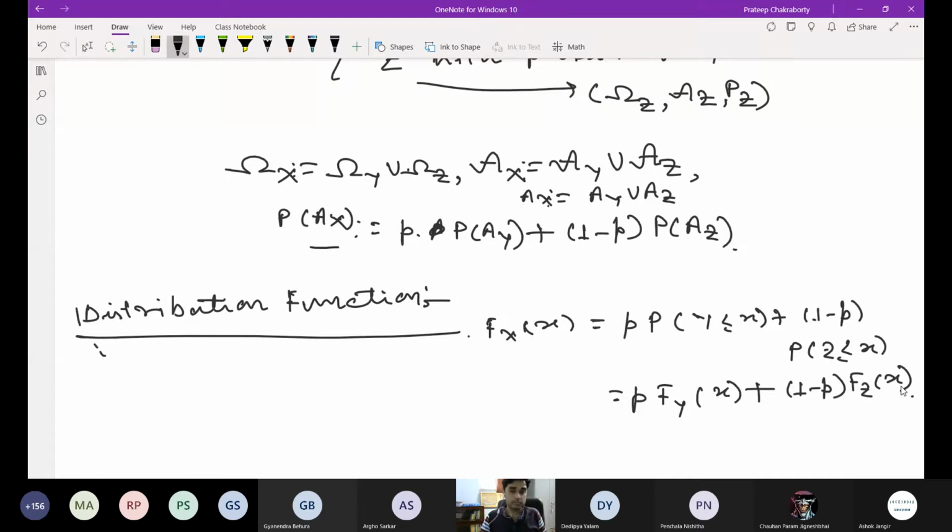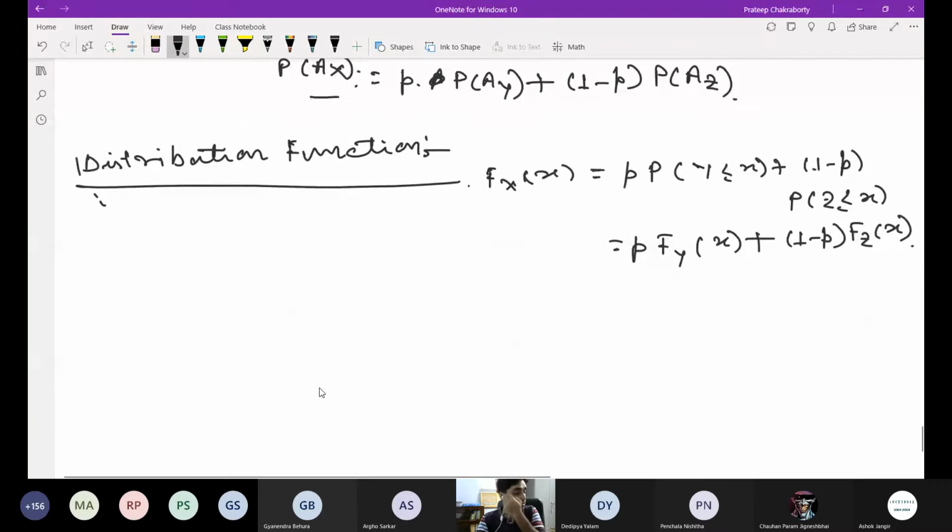Okay, any questions? So this will be the end of this topic, mixed random variable. These are not that important, so we'll end this topic here. Any questions you have? Okay, so we'll take a 3-4 minute break, then we'll come back and start our new section, which is expectation of a random variable.